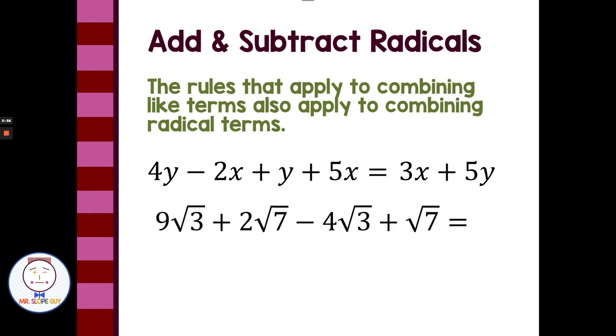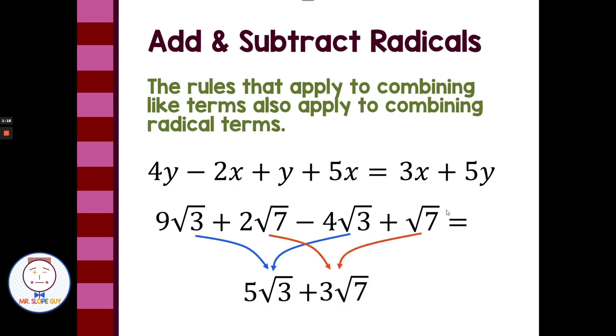If we look at a problem that has radicals, like 9 radical 3 plus 2 radical 7 minus 4 radical 3 plus radical 7, if I look at combining the like radicands, 9 radical 3 and negative 4 radical 3, they would combine to be 5 radical 3. And if I look at the ones that have radical 7, 2 radical 7 and what we would call 1 radical 7 could combine to be 3 radical 7.